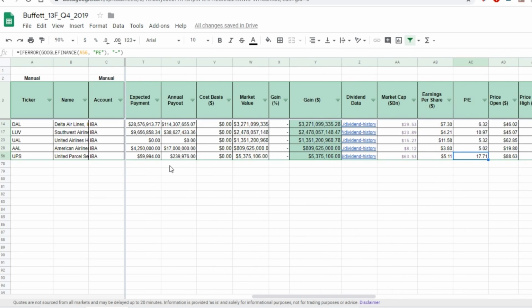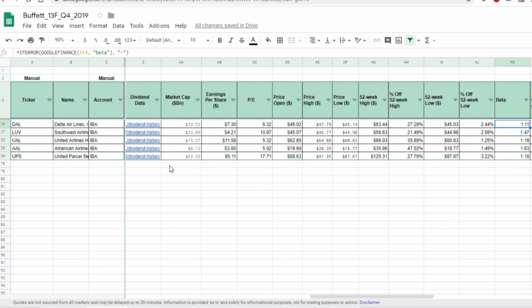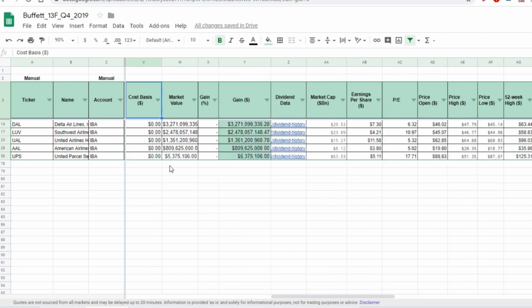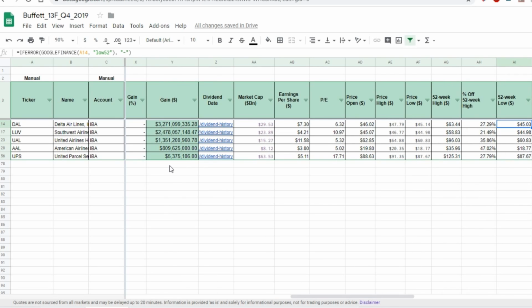The price to earnings on that is still a little bit higher than I want it to be, but the price to earnings on some of these airlines are just absurd, and I can definitely understand why Warren is dipping his toes into some of these stocks here. So, looking at the actual amount that they're up, let's see.